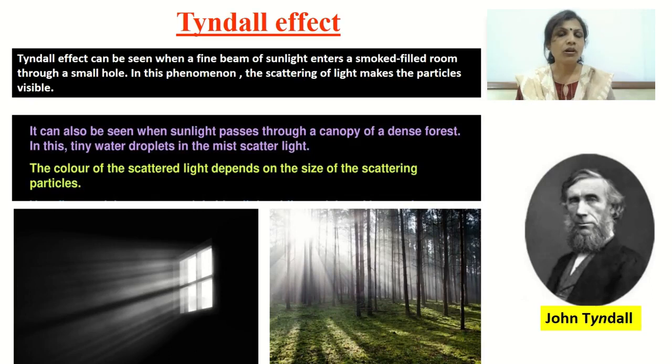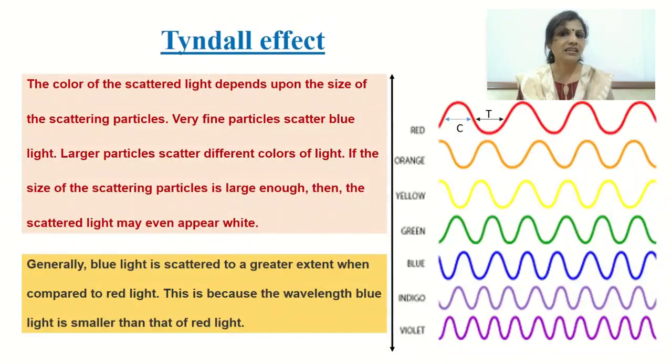Now all the small particles present in the atmosphere are scattering the light. But we have all discussed that sunlight is a combination of 7 colors. There are 7 colors present in the sunlight. So when the light is scattered, why is it that we can't see all the 7 colors? The reason behind this is that the scattering of light depends upon the size of the particle.